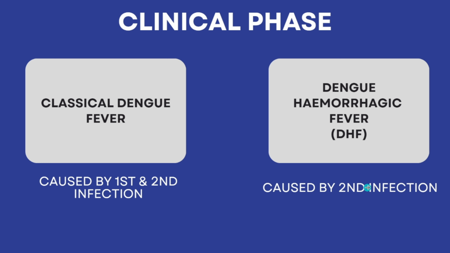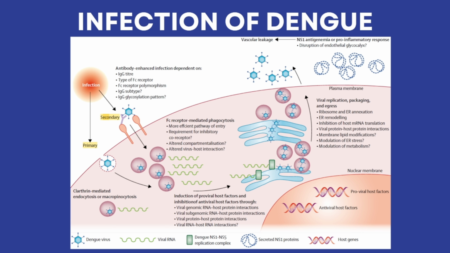If it is the same dengue virus, DENV1, it is still the same. You just say classical dengue fever only. You will not get this. But if you get the second infection and the dengue virus is different, then you will get this. So why does this happen? Because of the antibody-dependent enhancement, the ADE process.